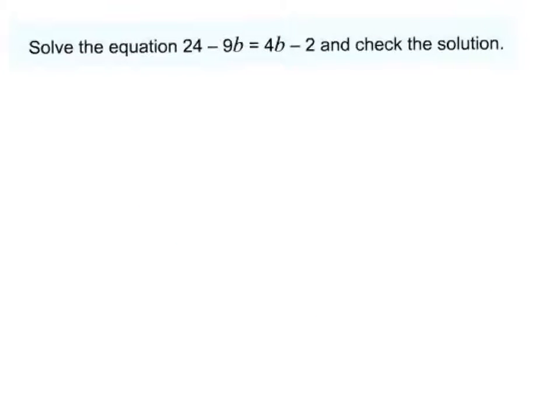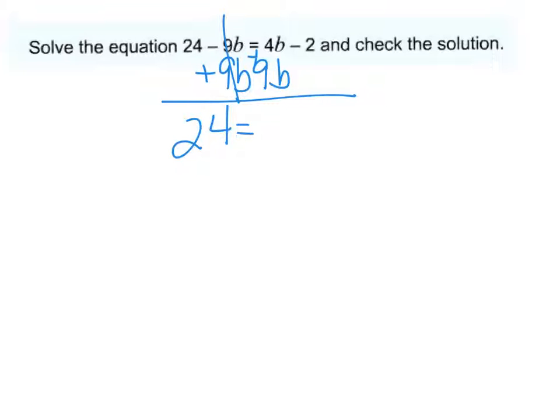Solve and check the solution again. So to get rid of minus 9b, I'm going to add 9b to both sides of the equation. So the 9b's cancel out on the left. So I have 24 equals 4 plus 9 is 13b minus 2.